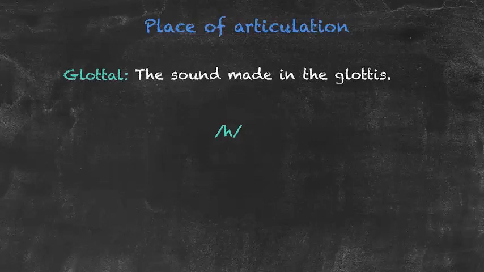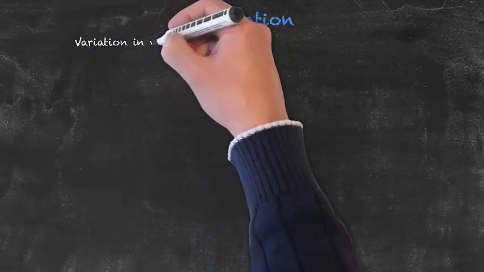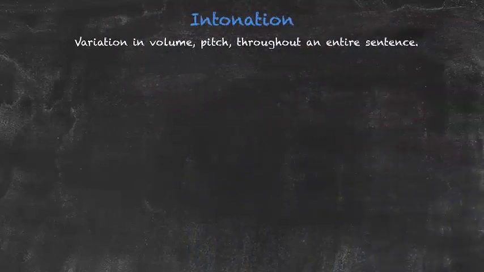Your mouth is nice and open, the air is flowing through, there's no vibration anywhere in the vocal tract, and the sound is being made way back there. Again, that's the h sound. Whereas stress is typically concerned with one individual word, intonation is generally concerned with the variation in volume and pitch throughout an entire sentence.